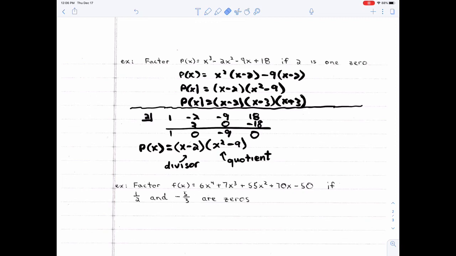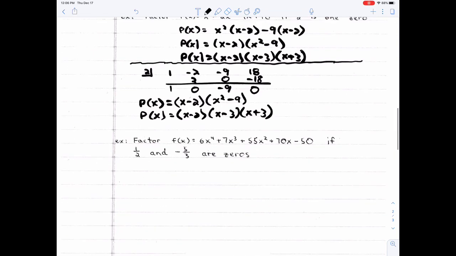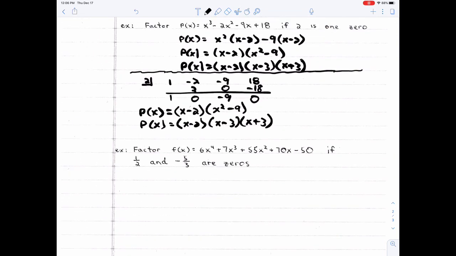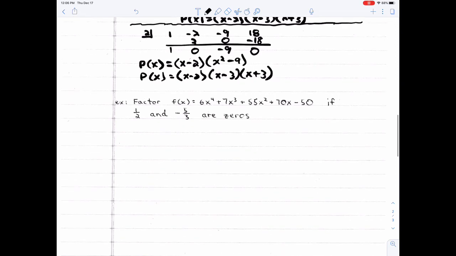Okay, so let me get rid of these words here because I need the space. And now we just continue factoring. So we got x minus 2, and then this factors into x minus 3 times x plus 3. Get the same answer. Okay, now something obviously a little more complicated. Factor f of x if 1/2 and negative 5/3 are zeros.